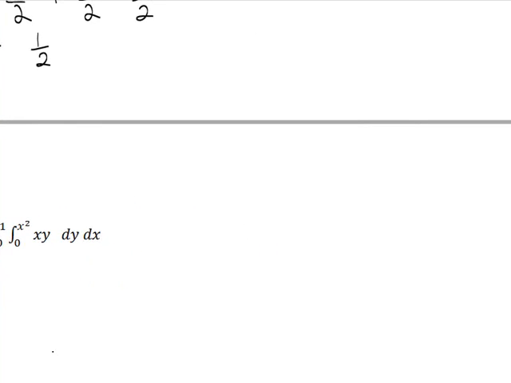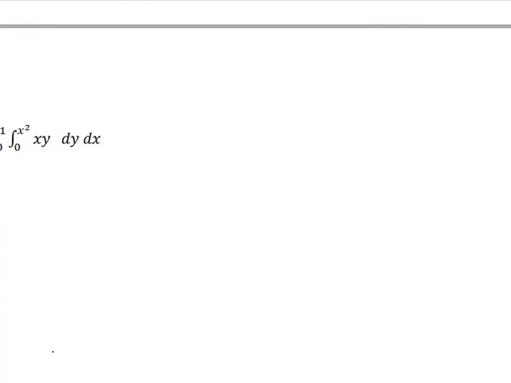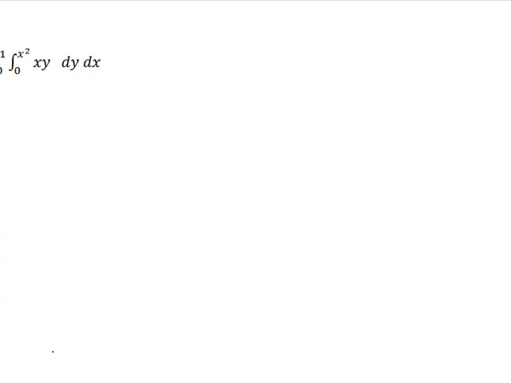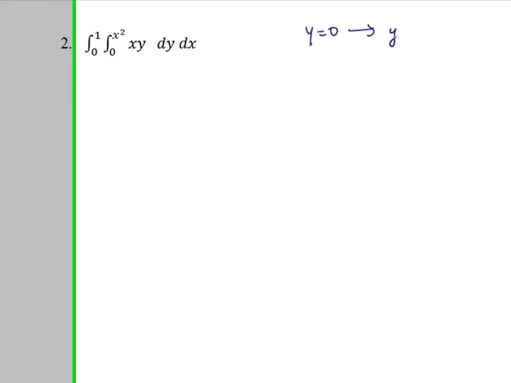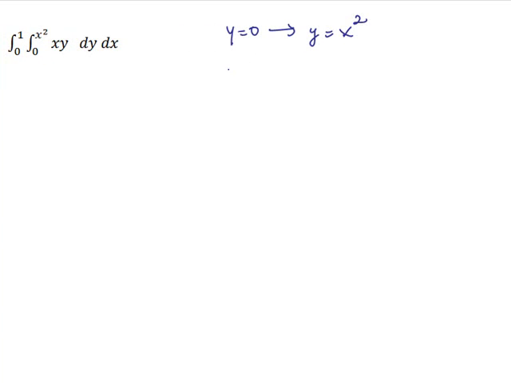Okay, let's do number 2. Again, let me show you what that region looks like. So look at dy dx. dy dx tells you that this is vertically simple. Okay? Alright, so the innermost limits is the y limit. So you go from y equals 0 to y equals x squared. And the x limits, x goes from 0 to x equals 1.